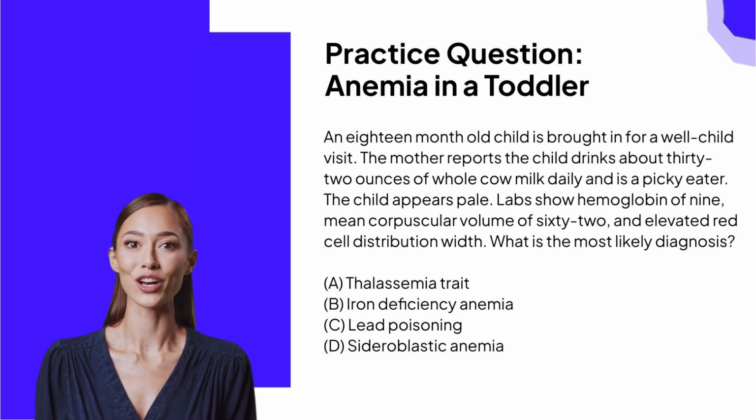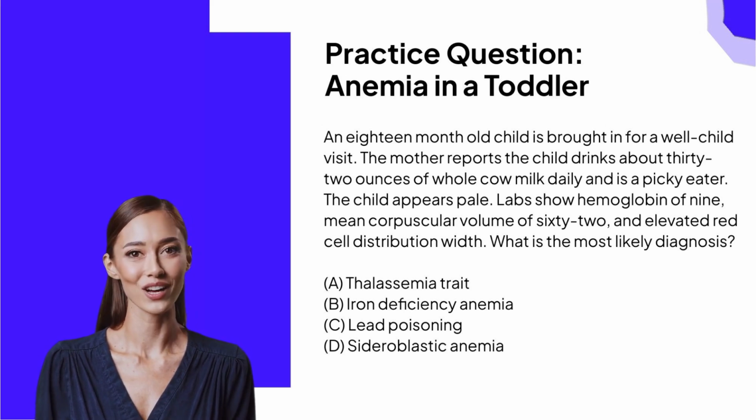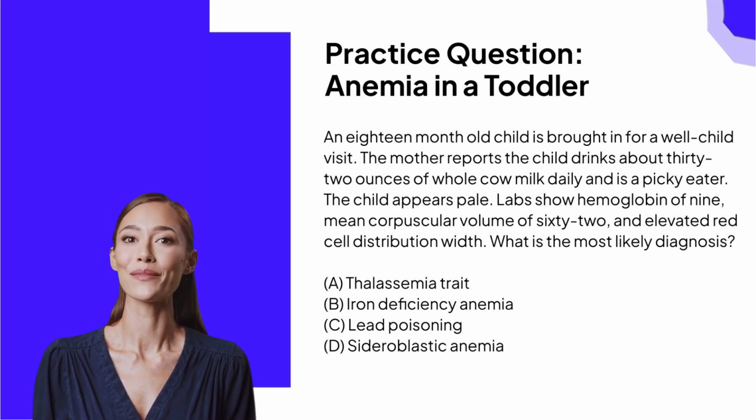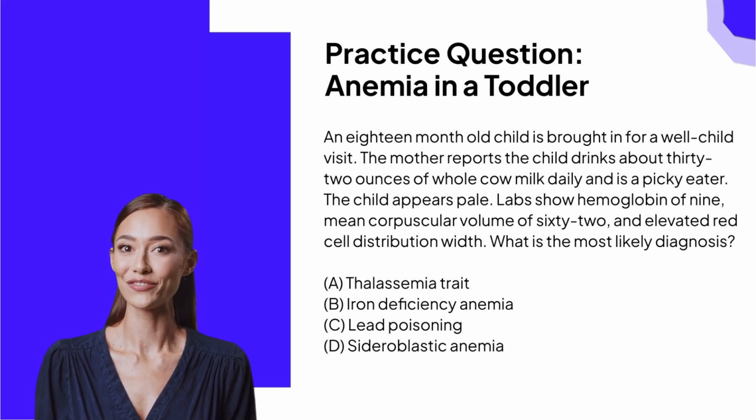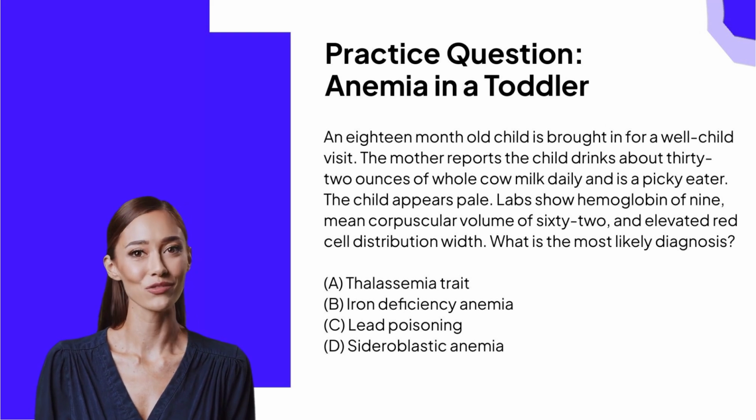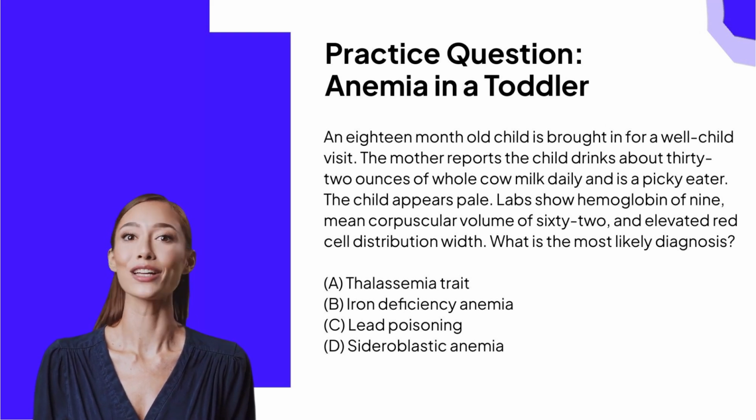The mother reports the child drinks about 32 ounces of whole cow milk daily and is a picky eater. On exam, the child appears pale. Labs show a hemoglobin of 9, a mean corpuscular volume of 62, and an elevated red cell distribution width. What is the most likely diagnosis?